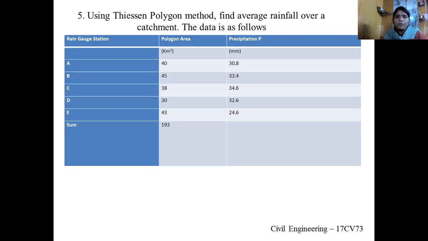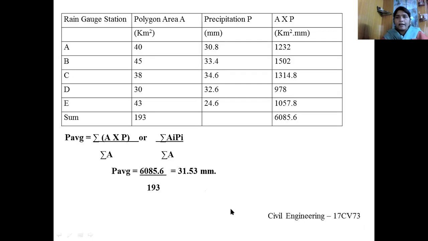Moving on to the next problem, it is by the Thiessen polygon method, where the polygon area will be given and precipitation will be given. This is the simplest problem, where directly A is given, P is given, and P average is nothing but summation Ai Pi by summation A. So directly you can write another column where you will be multiplying A into P. So A is given, P is given, A into P, you will get these values.